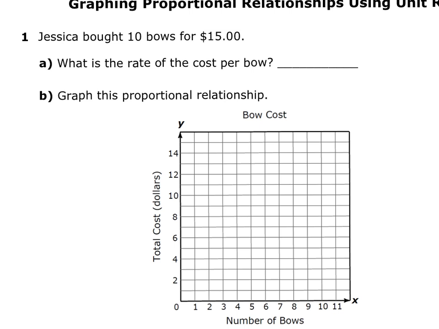Okay, that is a really strange way to ask what is the cost per bow, but that's okay. We know that's what they're asking. They want to know the cost per bow. We know that it was $15 and there were 10 bows. So we could find this just by dividing our cost by our bows, right? Let's go ahead and do that really quick. So I have $15 divided by 10. That means that it's $1.50 per bow.